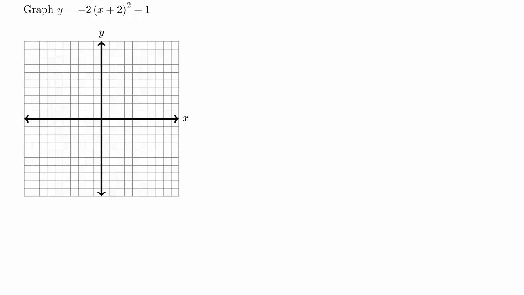Hello. In the following example, which is example 6 in 2.7, we need to graph y equals -2 times (x plus 2) squared plus 1. In order to graph this, we need to understand what the parent function is. In this case, this graph will be a quadratic. In other words, it's a parabola. The parent function for all parabolas is y equals x squared.